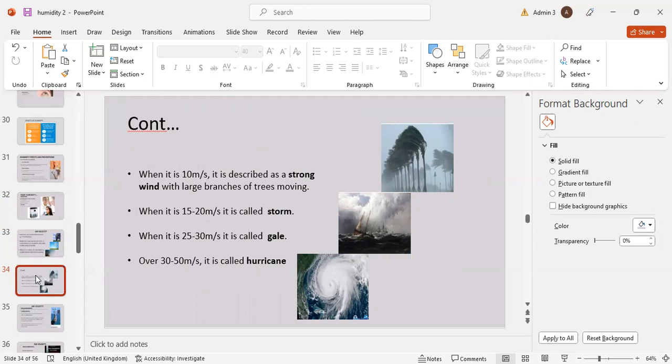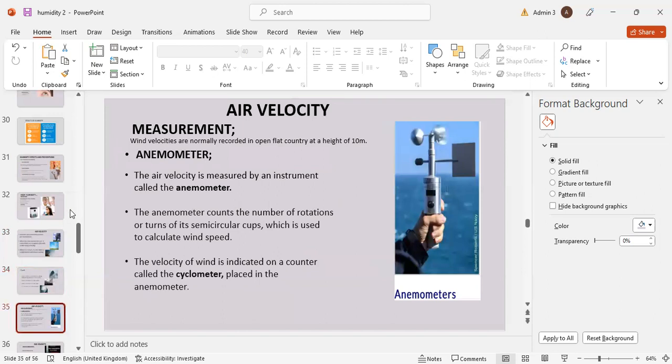When it is 15 to 20 meters per second, it is called a storm. When it is 25 to 30 meters per second, it is called a gale. When it is 35 to 50 meters per second and above, it is called a hurricane. Air velocity, its measurements.